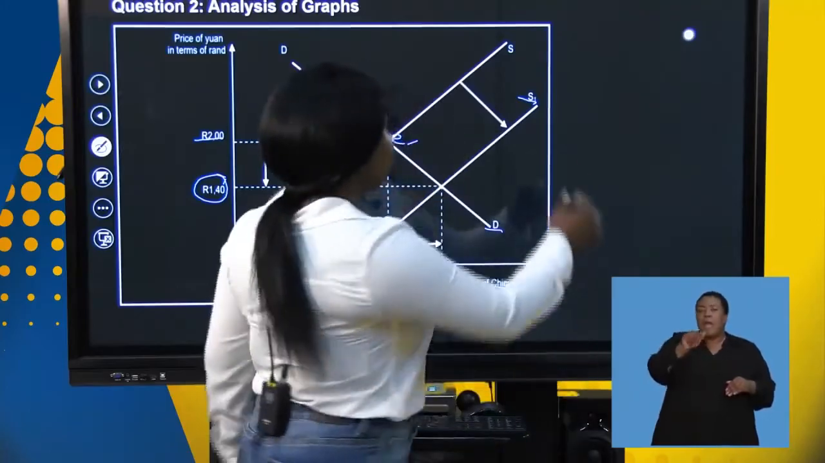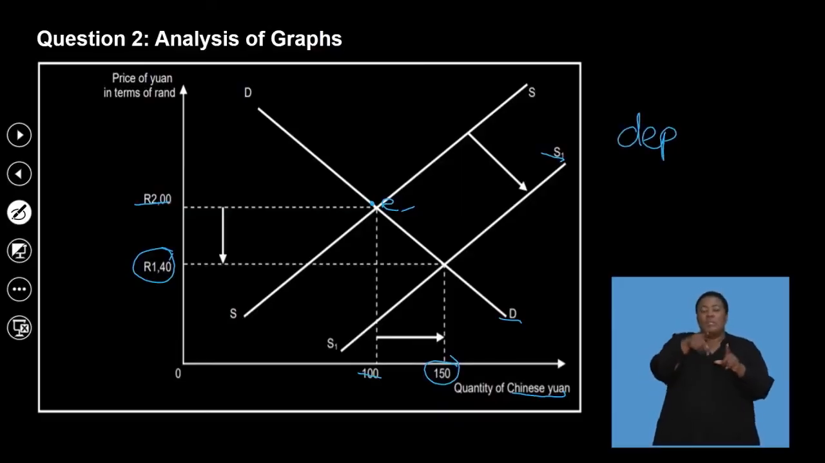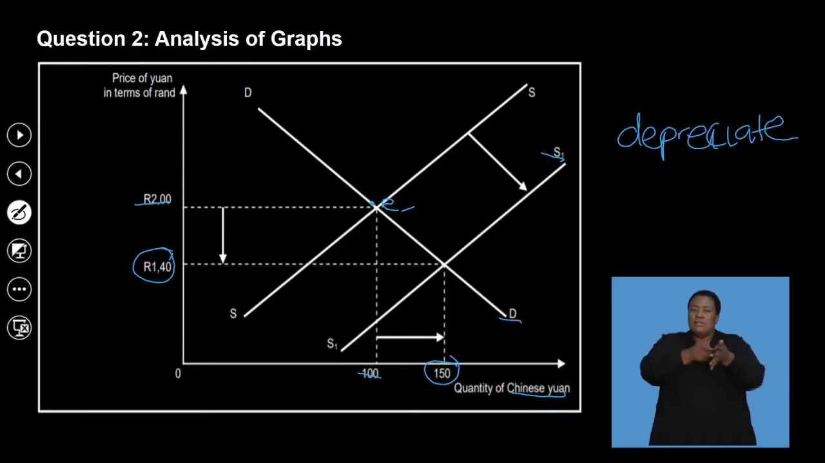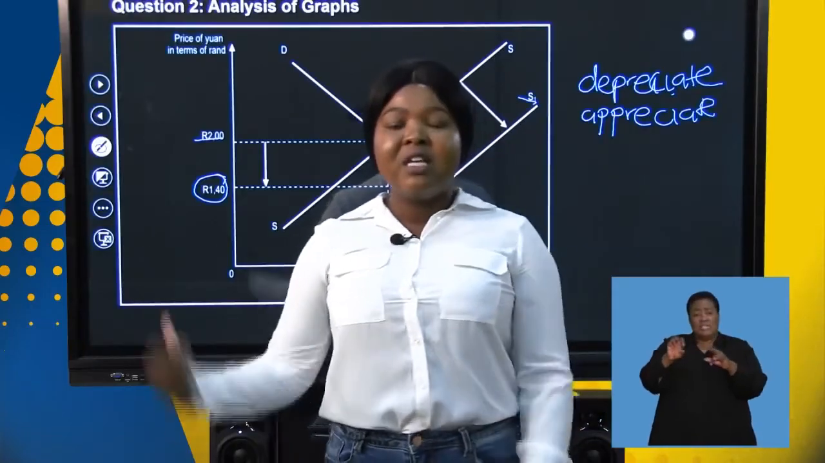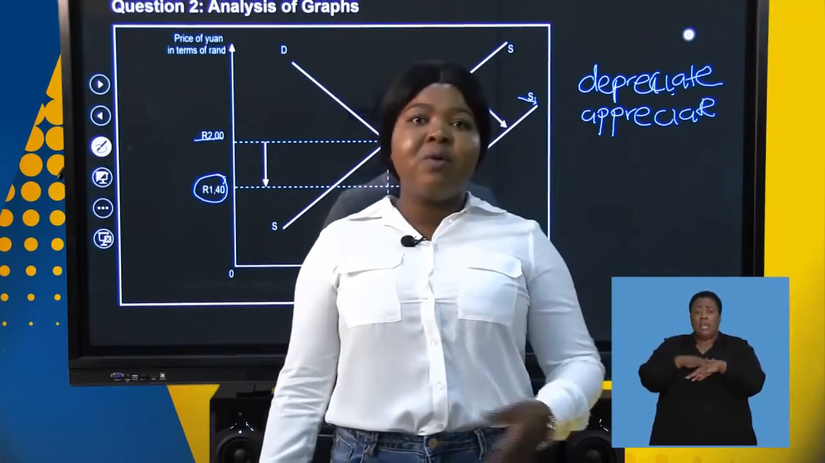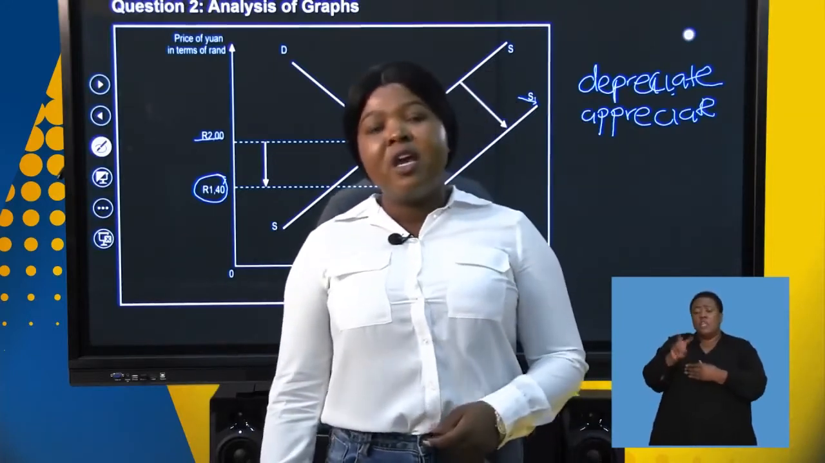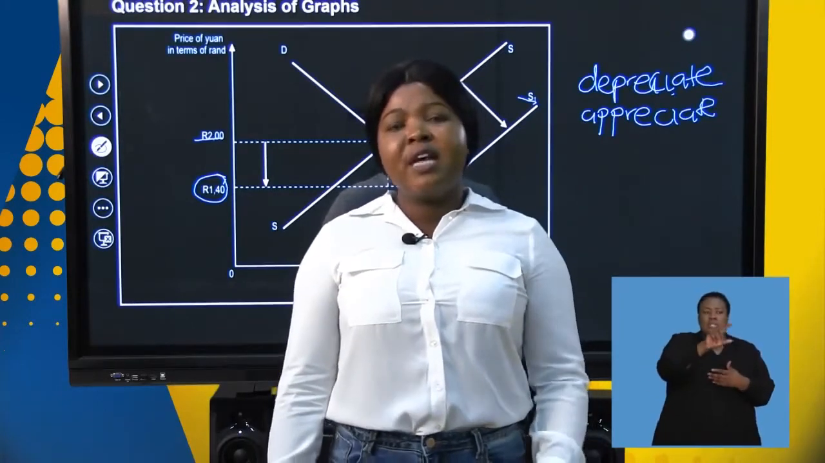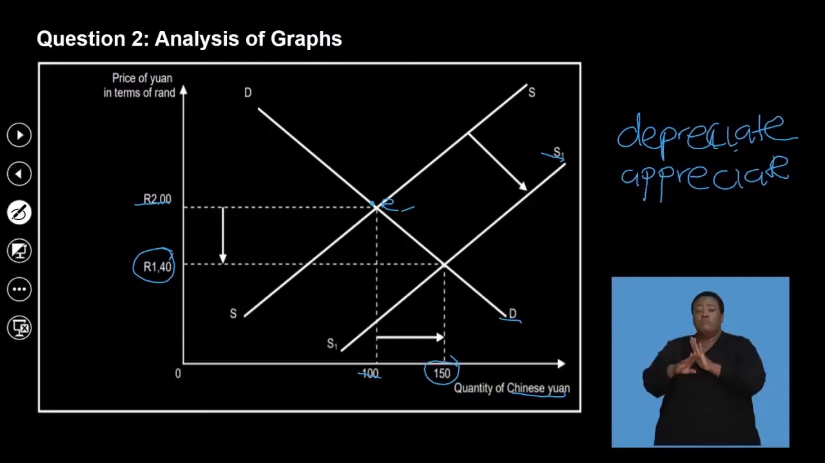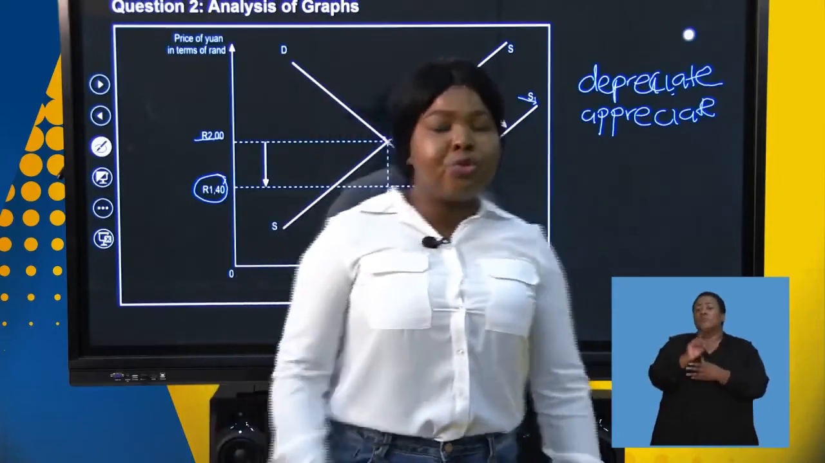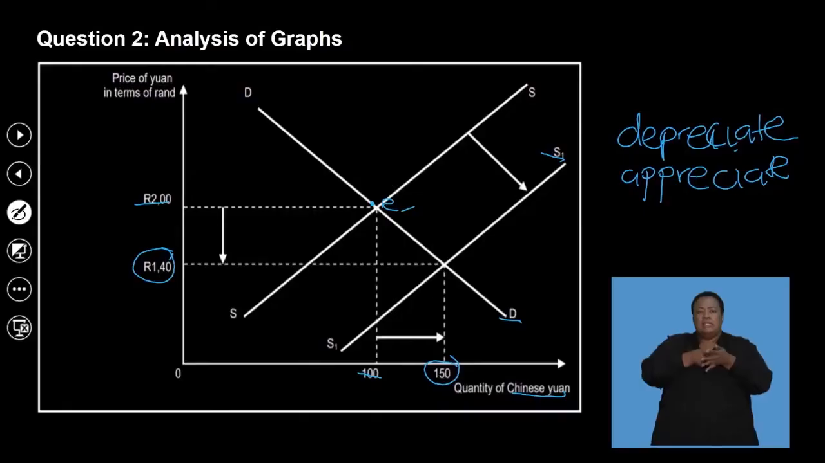Again, use the words depreciate and appreciate to show that you understand that what's causing the change in the value of the currency is the forces of demand and supply. The mistake that a lot of you make is you begin to explain revaluation and devaluation of currencies in such a question. Remember, when a currency revalues or devalues, those are deliberate measures. Appreciation and depreciation are due to forces of demand and supply.